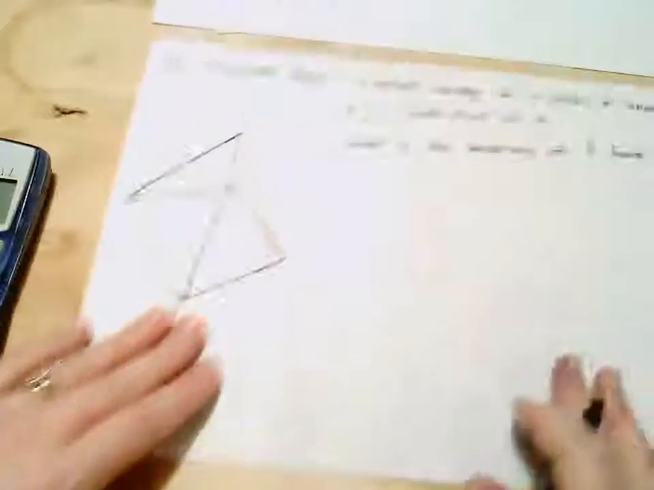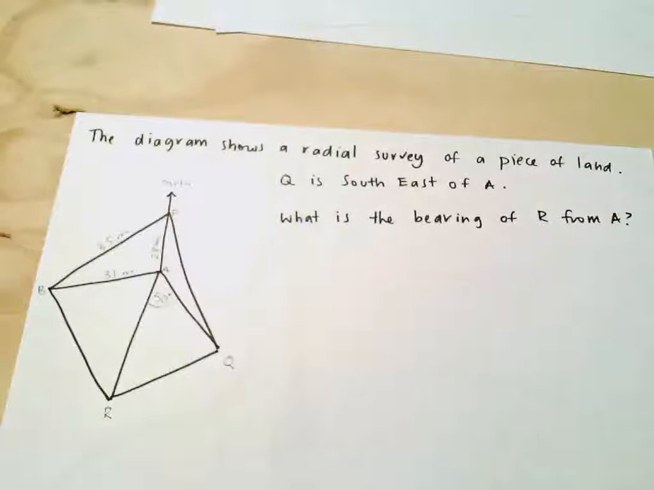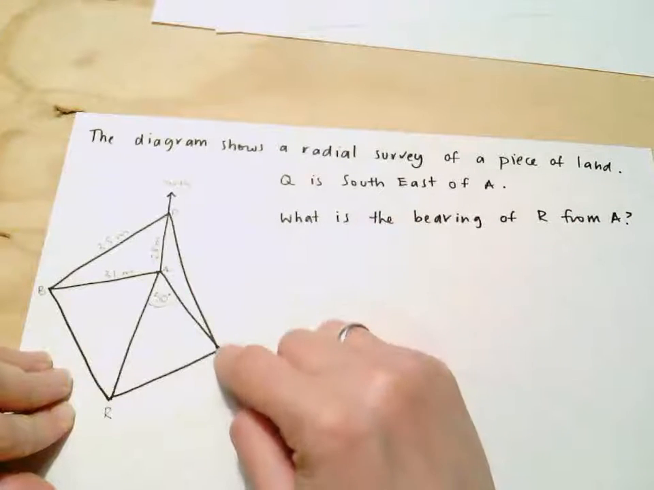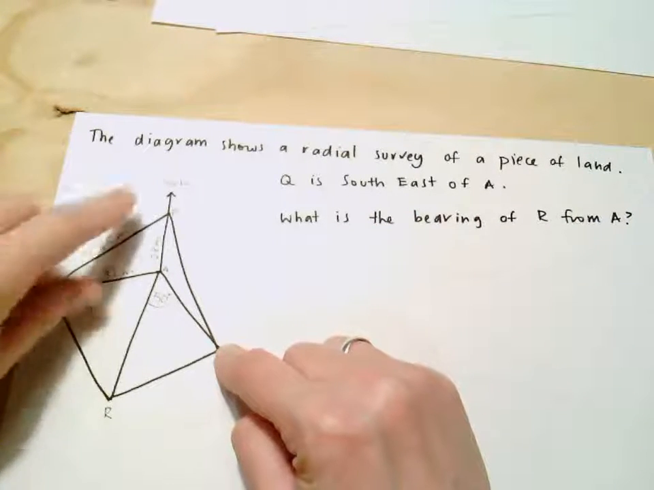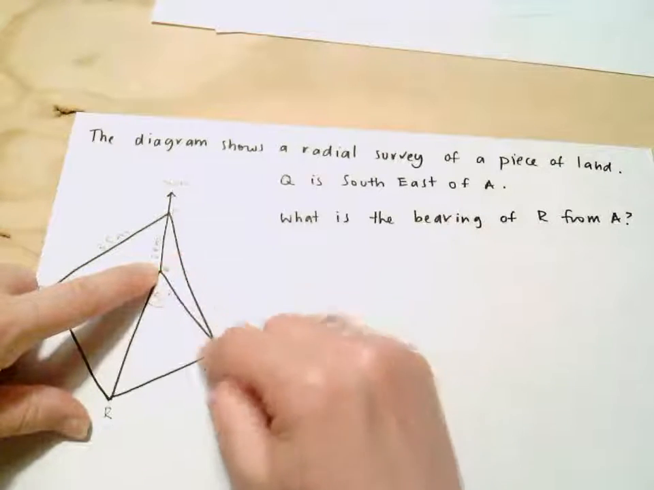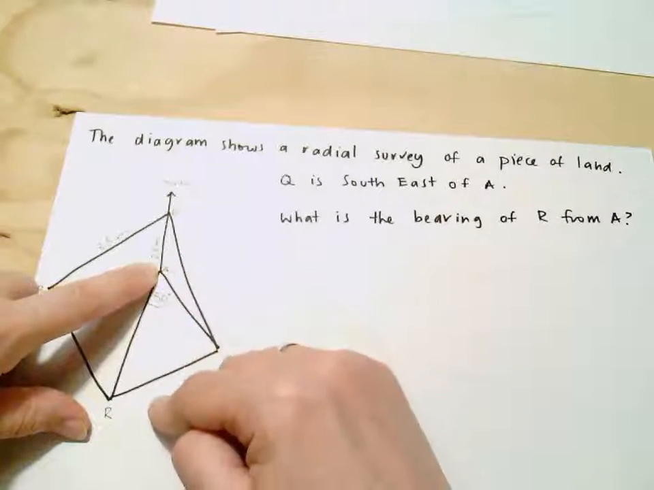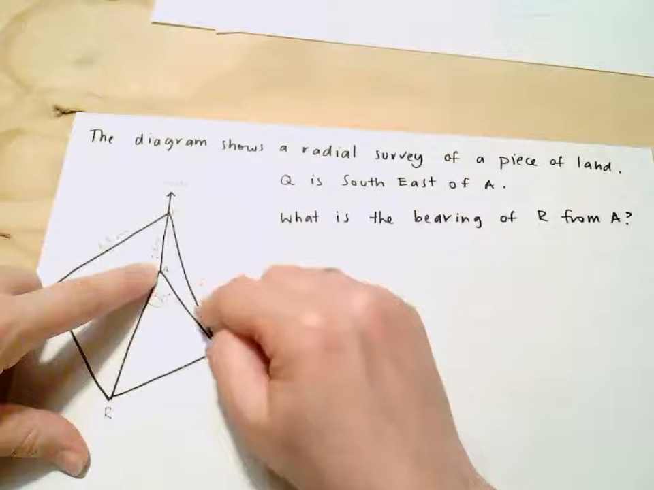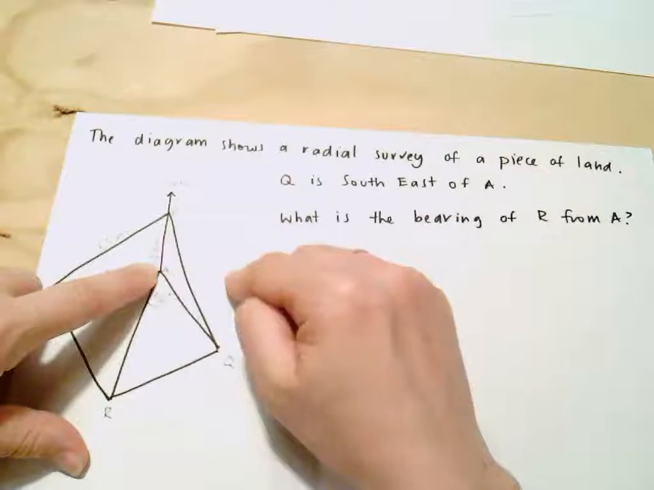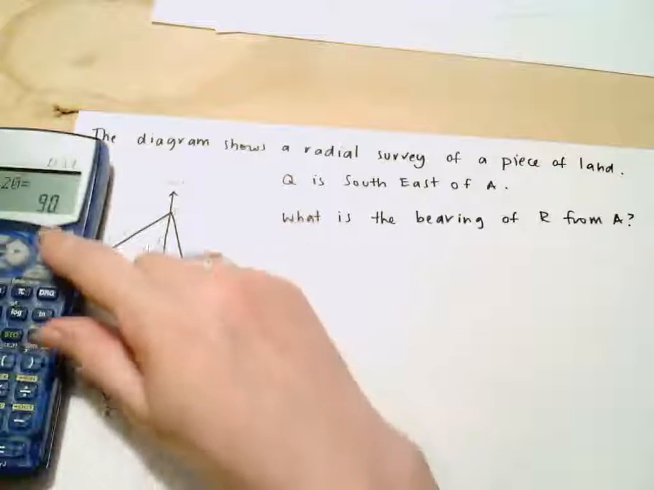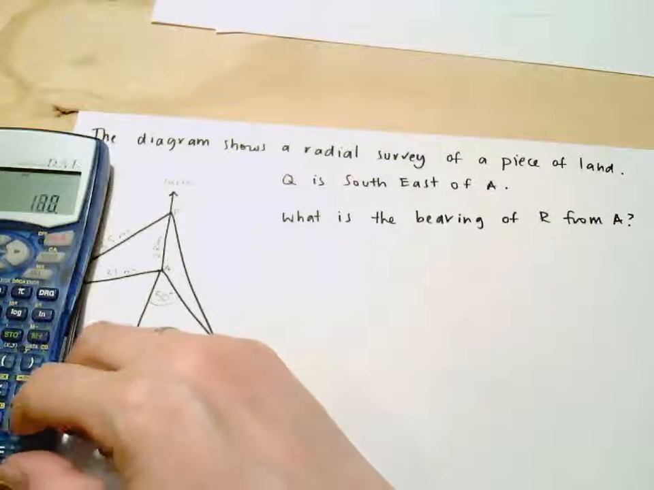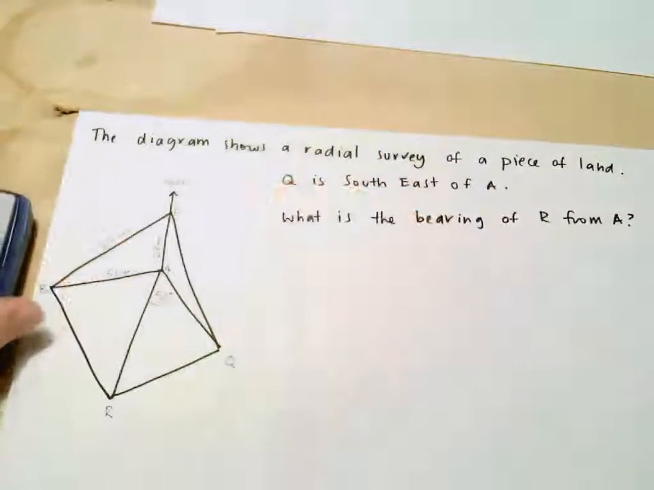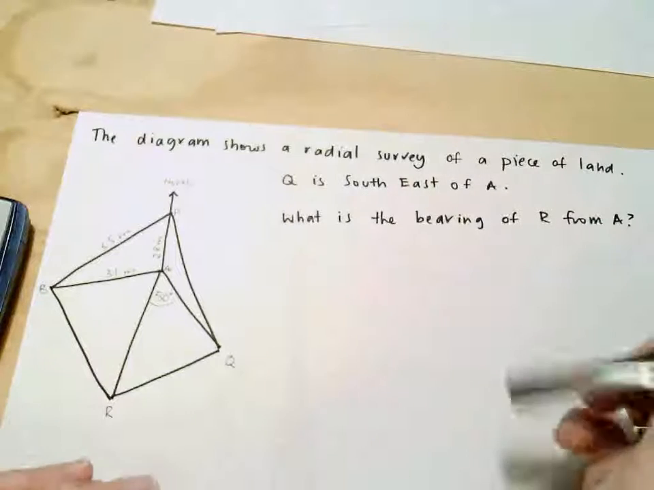So here's the first one. It says the diagram, and I know it's a little bit hard to see those surveys, sorry. The diagram shows a radial survey of a piece of land. It says Q is southeast of A. So here's the point A, and Q is southeast. So totally south from A would obviously be 180 degrees. So if this is southeast, it's not going to be 90, it's going to be halfway between 180 and 90, which would be 135.